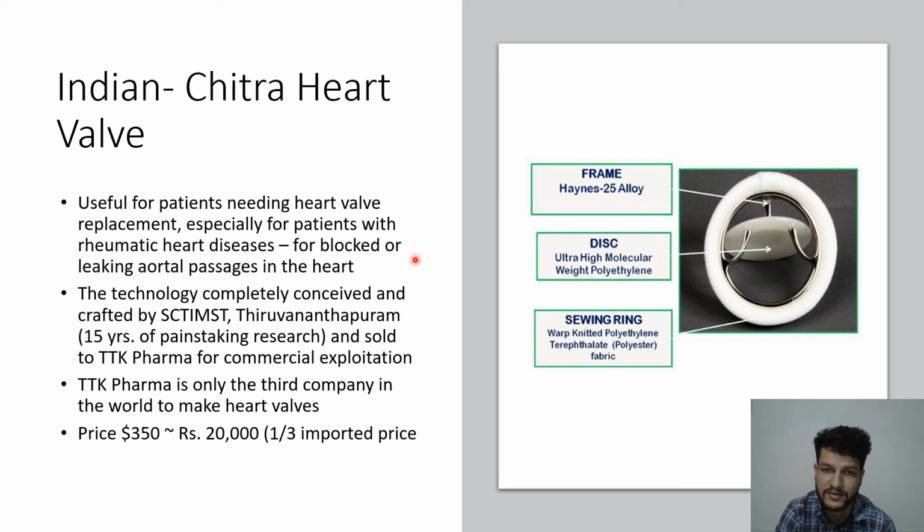That is why ultra high molecular weight polyethylene is used to make the disc of this heart valve. It has the advantage of high durability, long stress resistance, wear resistance, fatigue resistance, and blood and tissue compatibility. It is a highly desirable material for the development of these heart valves.